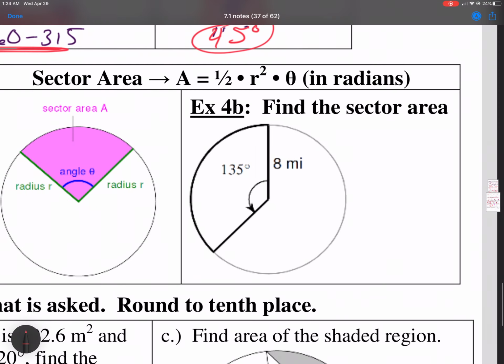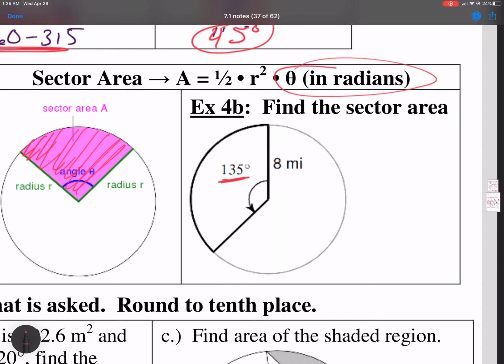For sector area, that's just the area of this shaded region. It's like finding the area of a slice of pizza or something to that effect. So A equals 1/2 times r squared times theta, where theta is also in radians. So if you're given degrees, we have to convert it. So we're going to convert this to radians.